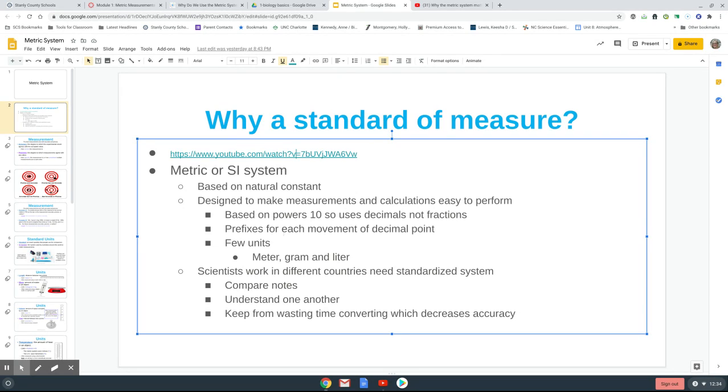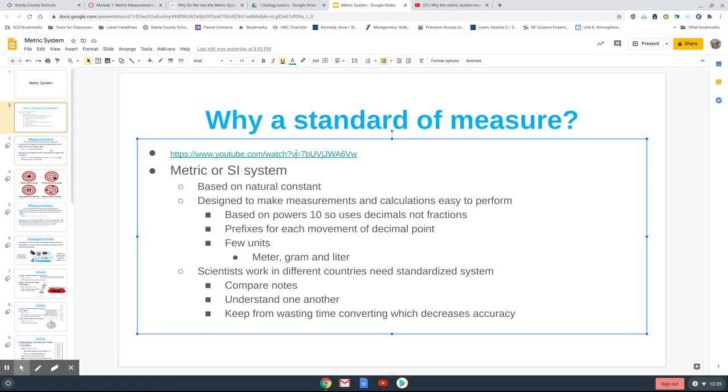You don't have to worry about fractions. You've got prefixes that tell you what's small and what's large measurement, and there are fewer units. So the main ones we'll deal with are meter, gram, and liter. And this allows scientists in other countries to compare notes, understand each other, and to keep from wasting time converting, because that decreases how accurate it is. That is why that rover or satellite crashed into Mars, is because they converted instead of using the same standard of measure.